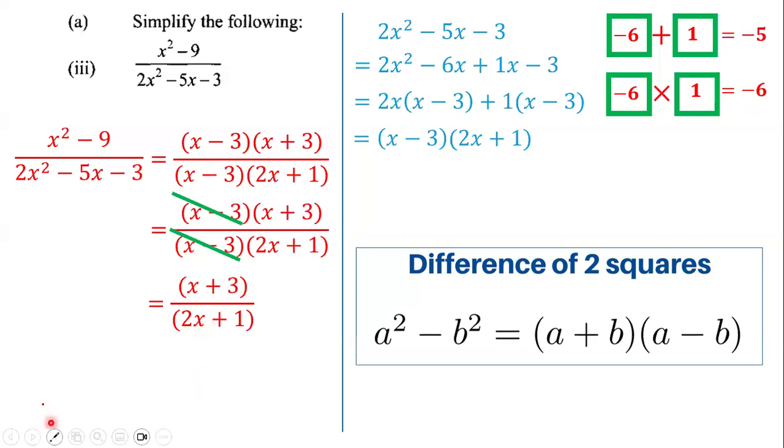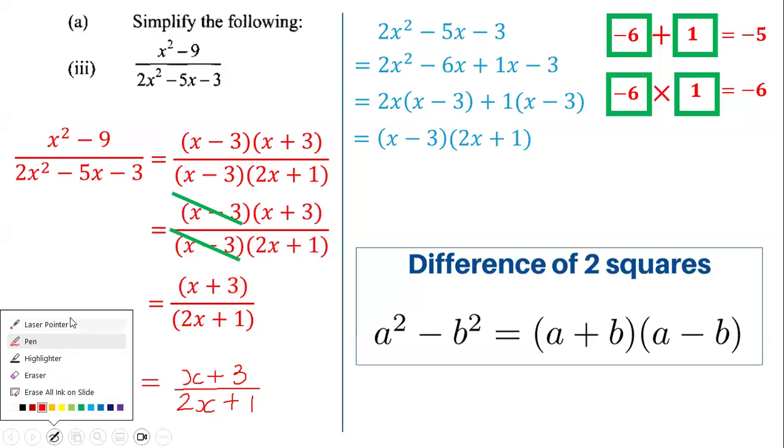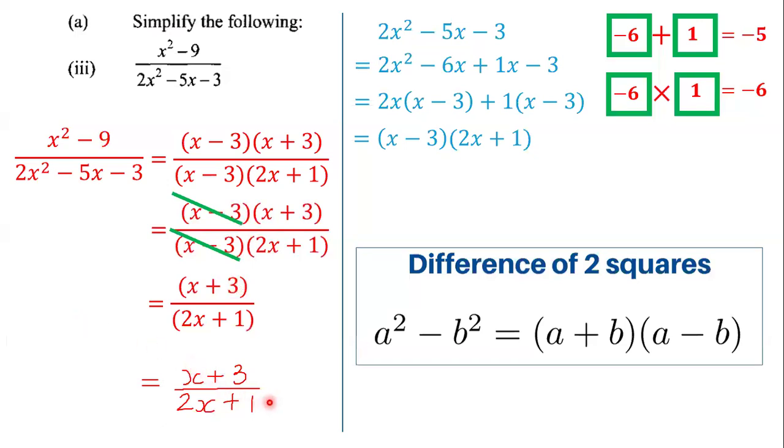We don't have to keep the brackets. So if I were to add one more step, I would put this step: remove the brackets. We don't need the brackets anymore. So it's going to be x plus 3 all over 2x plus 1. And that's the answer to this question: x plus 3 all over 2x plus 1.